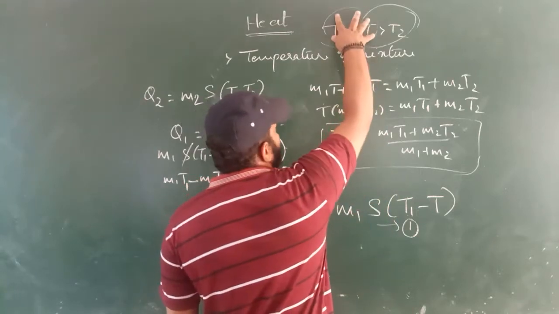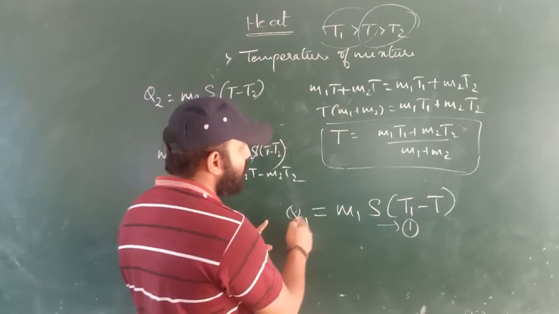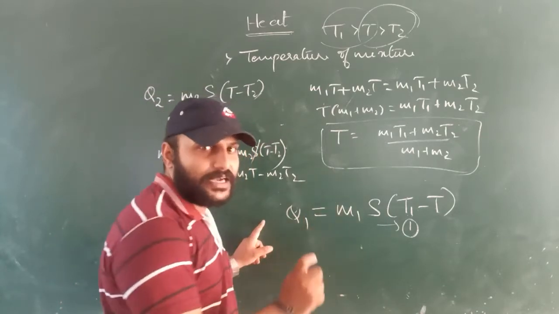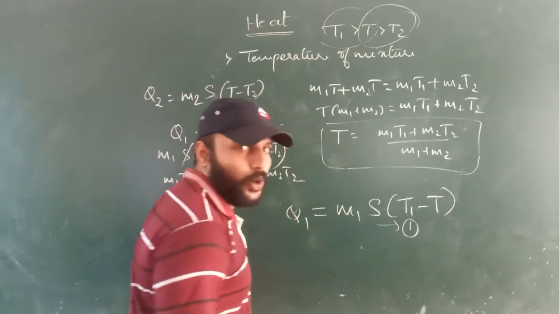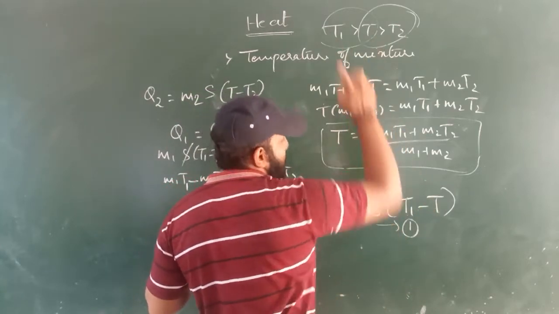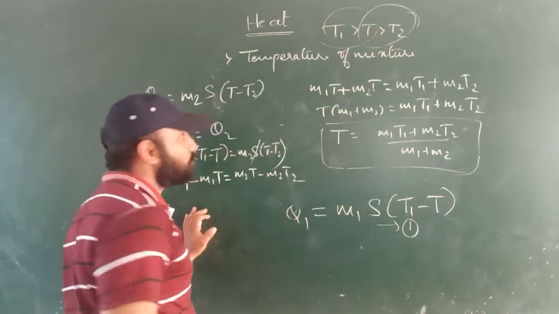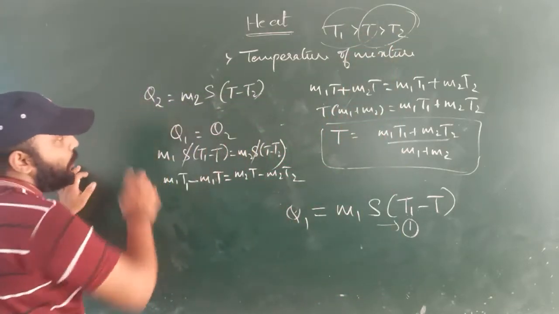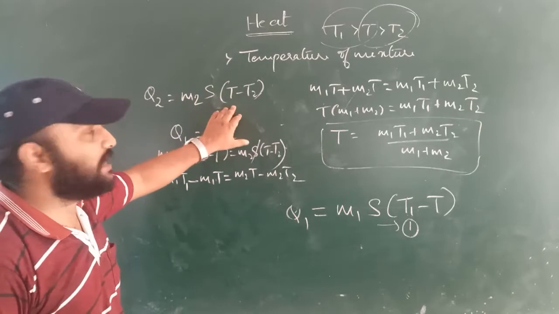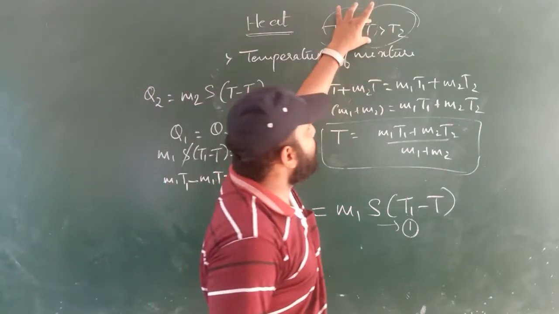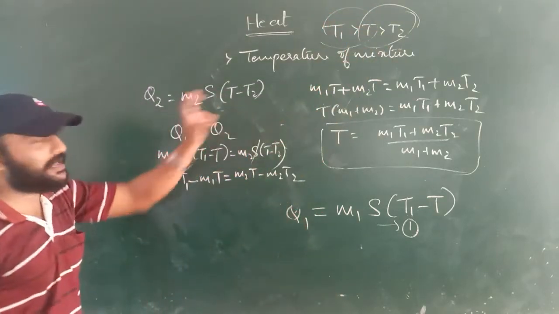Now, the first case. What is the amount of heat lost by the hotter object? The formula is Q equals M S delta T. Therefore, Q1 is equal to M1 S, where M1 is the mass of the hotter object and S is the specific heat of water, times the change in temperature, higher temperature minus lower temperature. Equation number 1. Second case: heat gained by the colder object. Q2 is equal to M2 S times the change in temperature. Here the temperature of mixture is greater than the temperature of the colder object, so T minus T2.